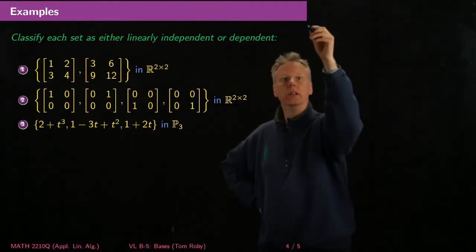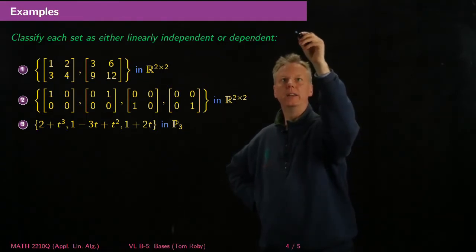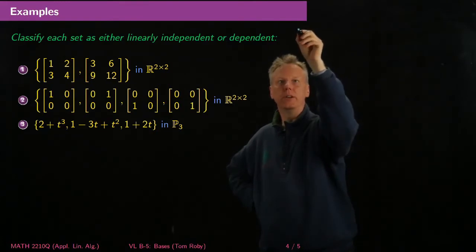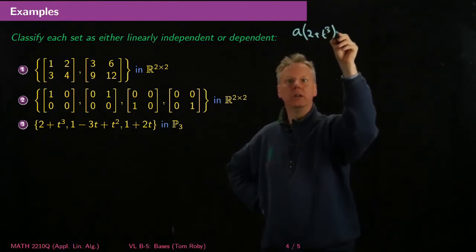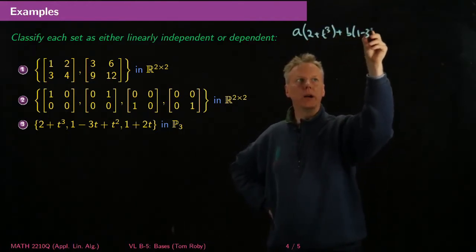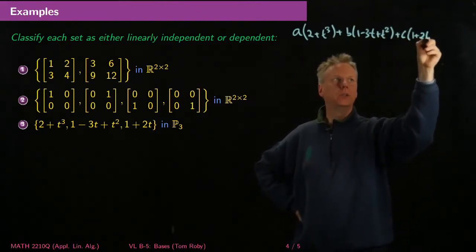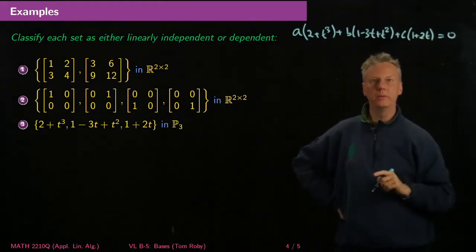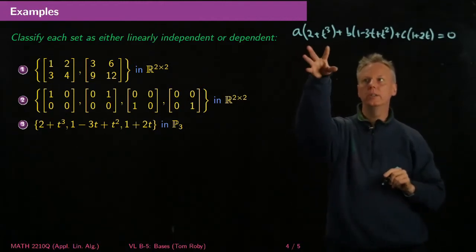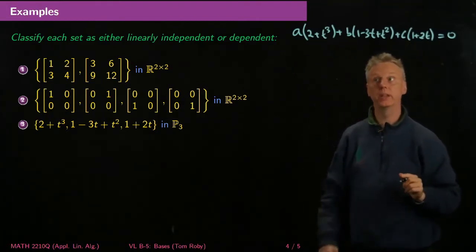Well, suppose we wanted to try to write a linear combination. Instead of using c1, c2, c3, let me just use a, b, and c as my scalars because it's a little bit easier. So if I have a times 2 plus t cubed, plus b times 1 minus 3t plus t squared, plus c times 1 plus 2t, and I suppose that's equal to 0, by which I mean the 0 polynomial, right? So what can I conclude? Can I conclude that a, b, and c are 0? That's what I want to conclude.